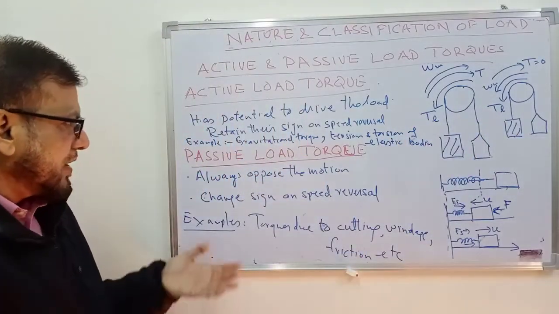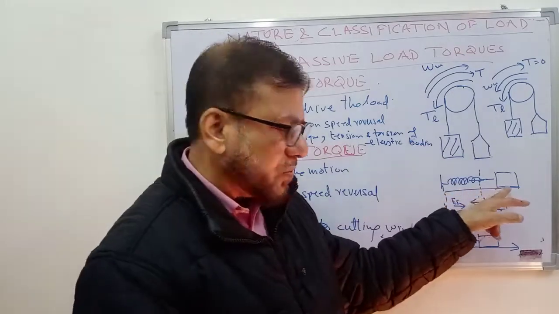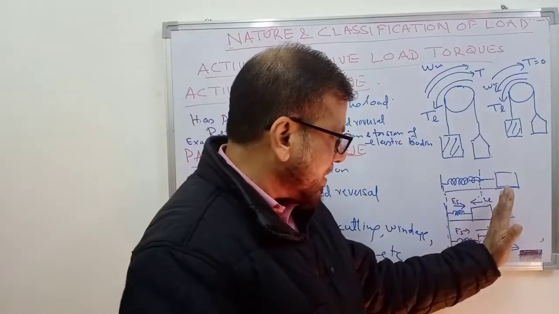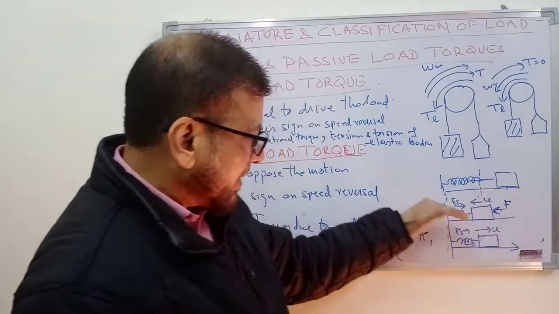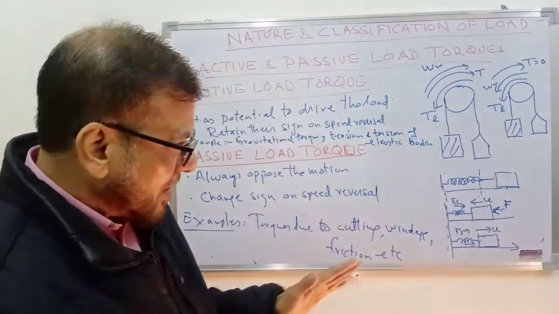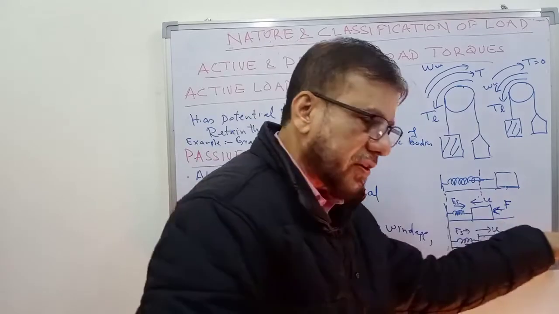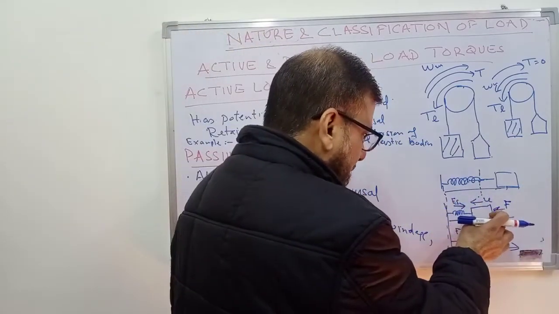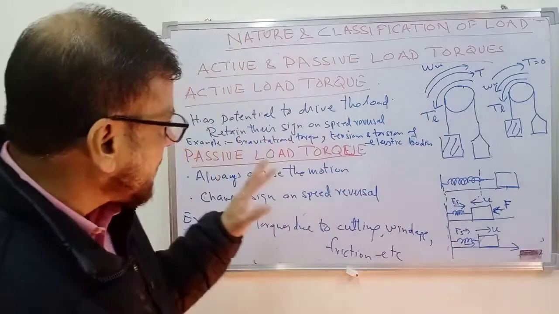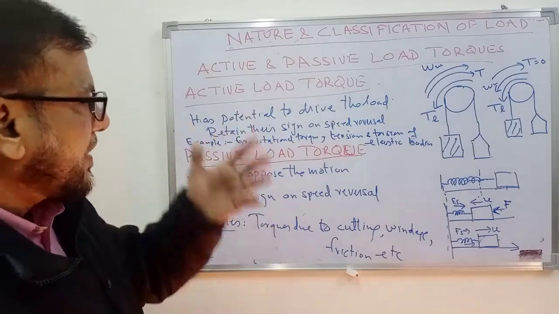Similarly, the case of tension and torsion of elastic bodies. For example, let us take the case of a spring which is attached to some object, some block. So this is the neutral position. If we push the block by applying a force, the spring force will oppose the motion. It will act against the force. But if we remove the force, now the spring forces again in the same direction, and it moves the block in the opposite direction. The direction of motion of the block has reversed, but the force applied by the spring remains the same. So such torques which can drive the motor are called active load torques.